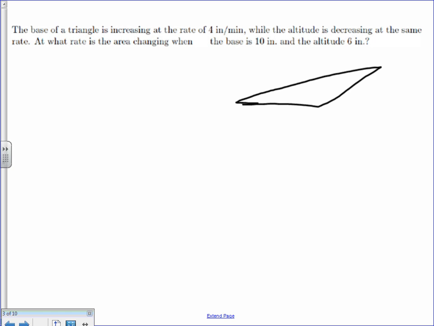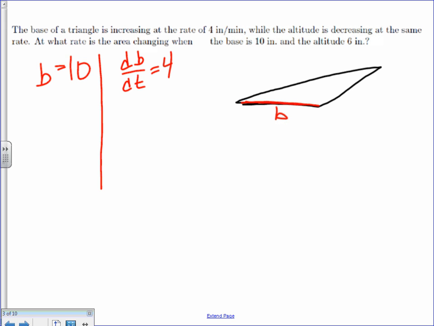And the base, well, when you're talking about a triangle, you can pick any side to be the base. So I'm going to pick this side to be the base. We'll call it B. And what do we know about B? We know from our given information that the base is increasing at a rate of 4 inches per minute. So dB/dt is 4. And later in the problem, we're trying to figure this out exactly when the base is 10. So B equals 10.